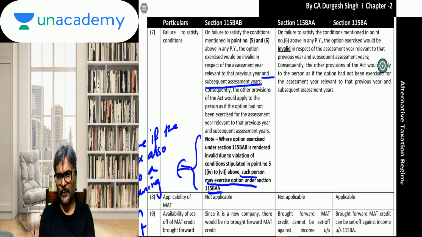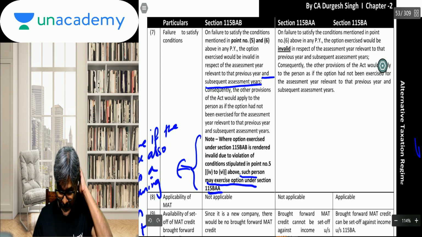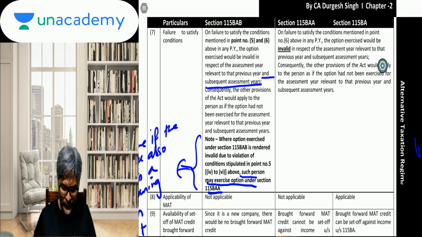So supposing you have taken the deduction under those restricted or prohibited sections while you have opted for 115BAA. In that particular case, you are violating this 115BAA, and therefore you will now have to opt out from this particular scheme, and you cannot re-enter thereafter. So that is the consequence that will be felt in this sort of violation.